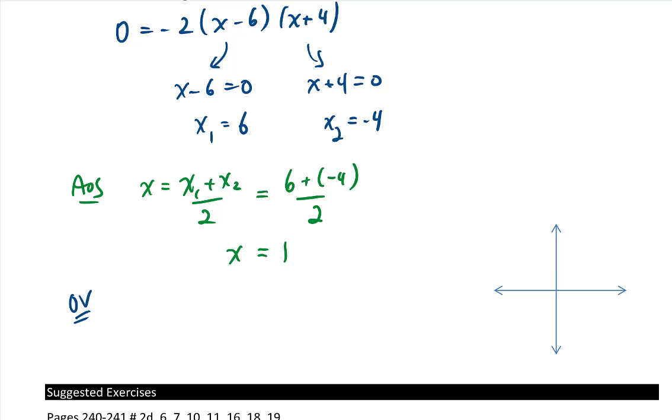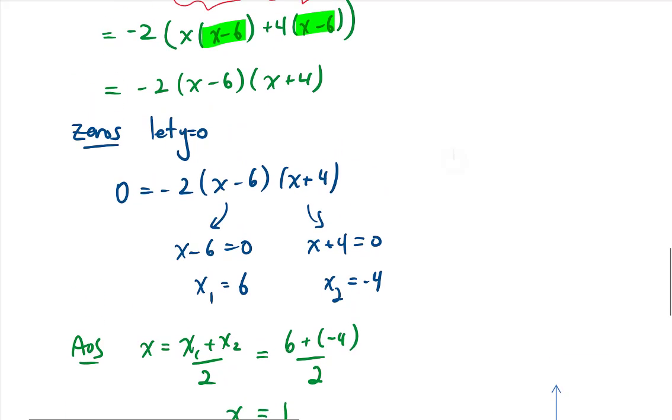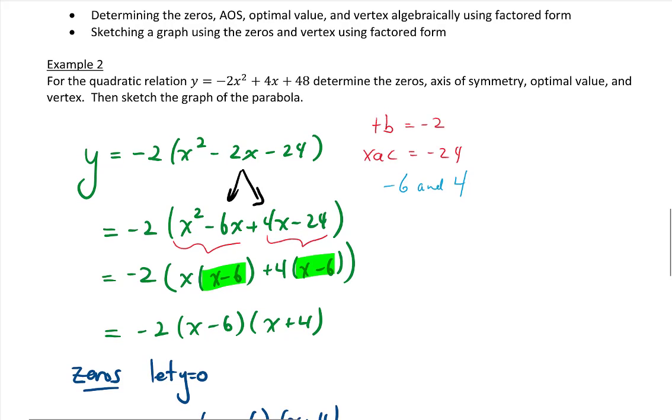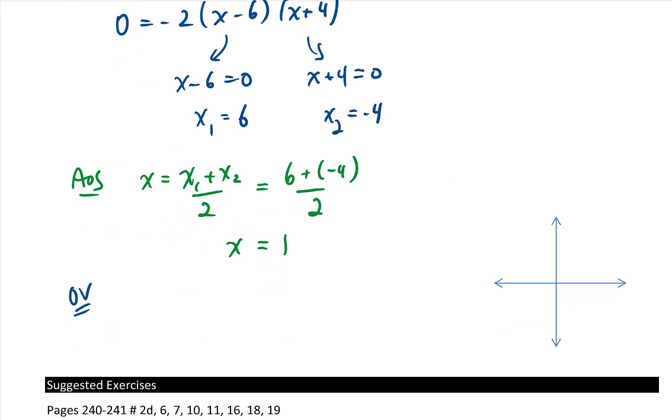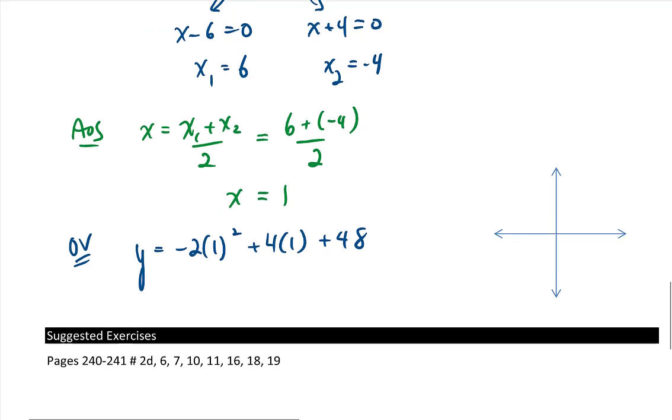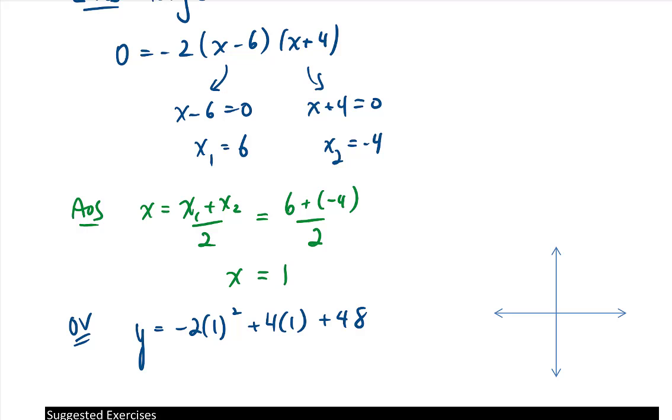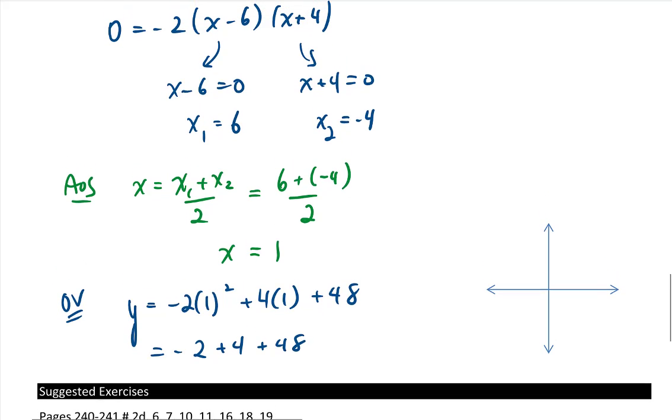Finally, we can get our optimal value by subbing in the axis of symmetry into our original equation. So if we go back to the top, our original equation was negative 2x squared plus 4x plus 48. So y equals negative 2 times 1 squared, plus 4 times 1, plus 48. So that gives us negative 2, plus 4, plus 48, which tells us we have an optimal value of 50. And therefore, our vertex for this quadratic or this parabola is 1 and 50.